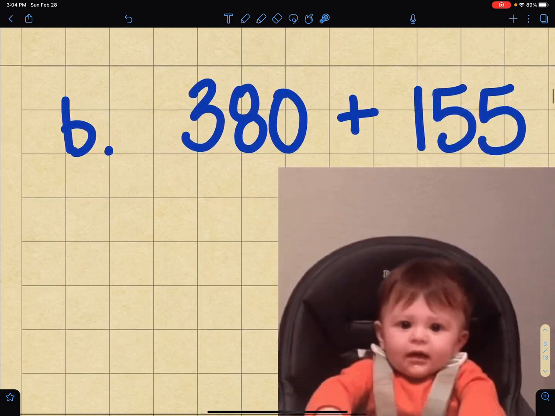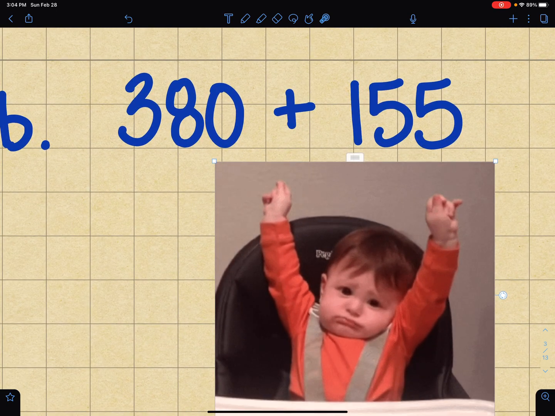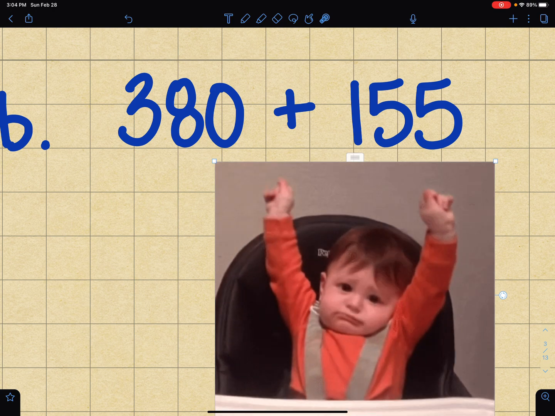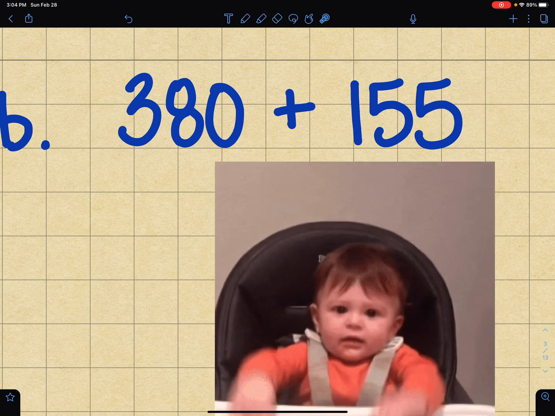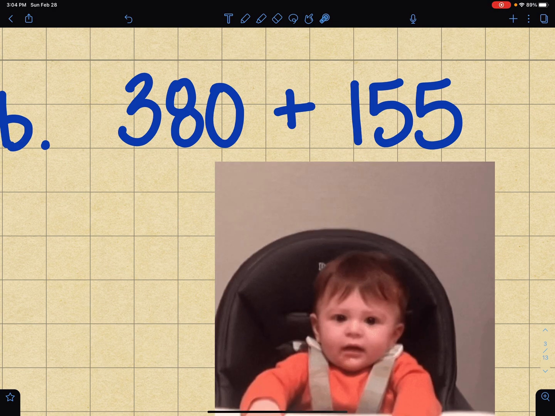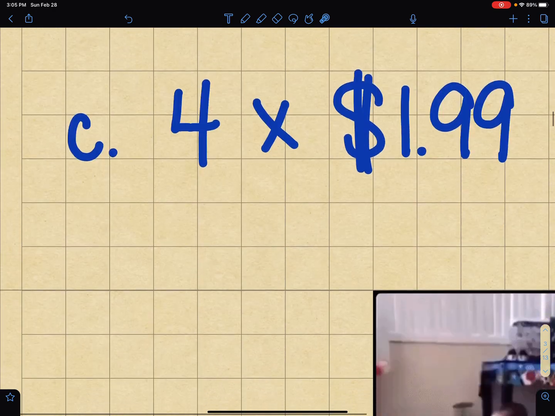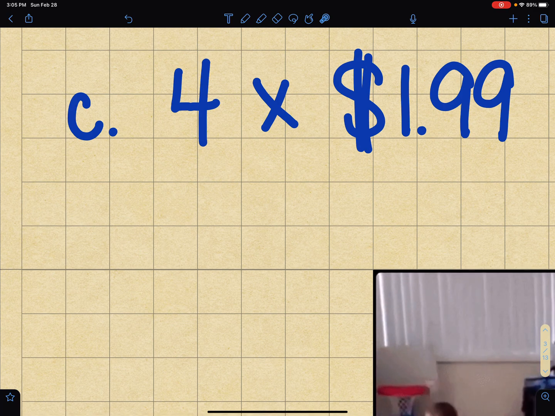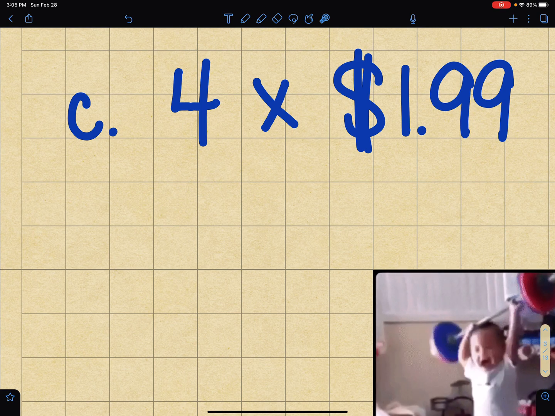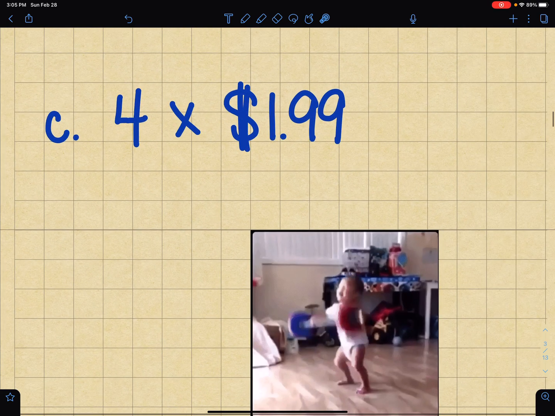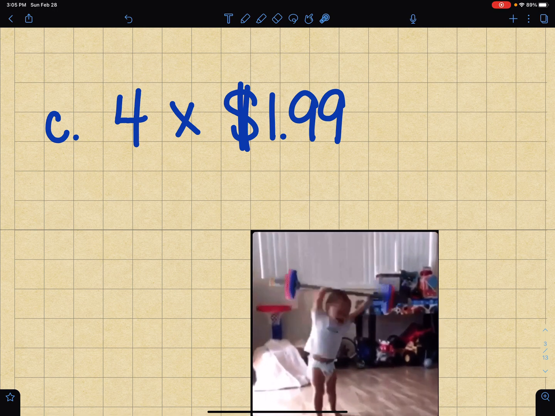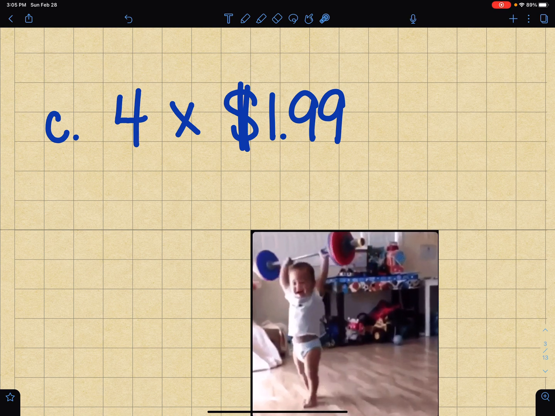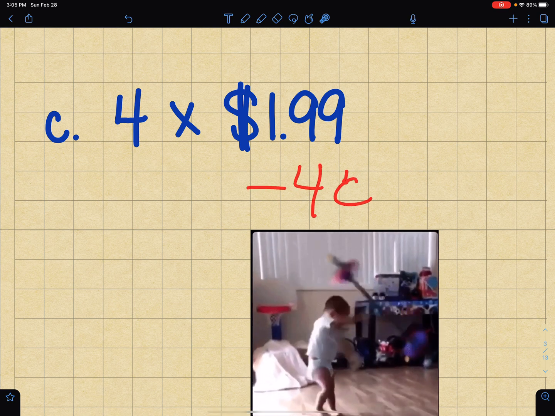Okay, now we're going to do 380 plus 155. 380 plus 155. Write your answer. Okay, let's do C. We are going to do 4 times $1.99. I might do 4 times $2 and get $8 and then realize, well, I multiplied too much, so I'm going to have to subtract 4 cents.